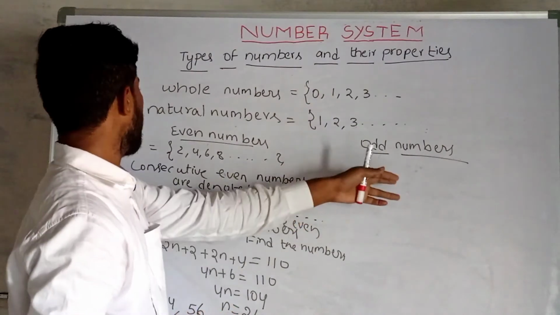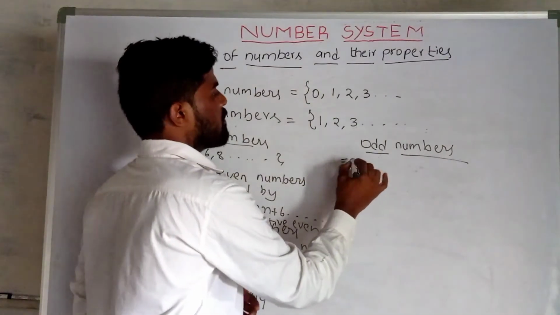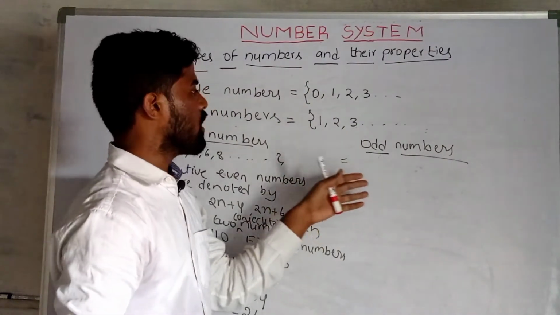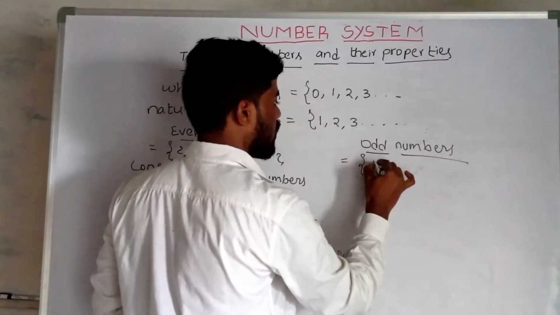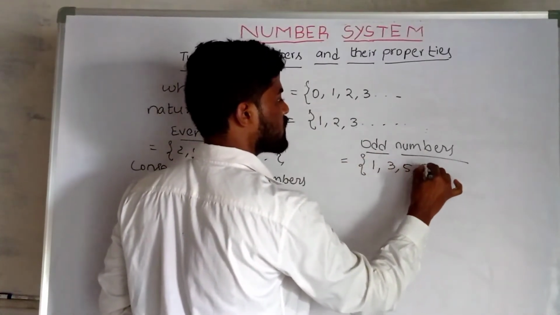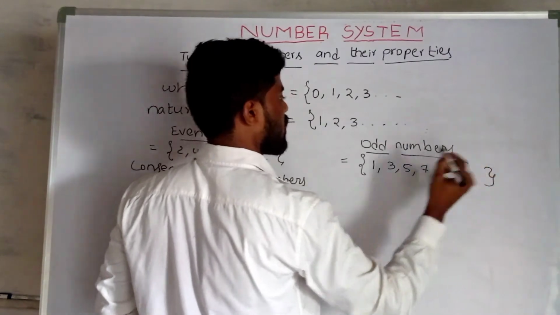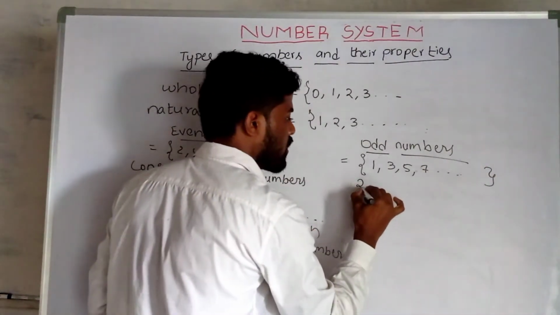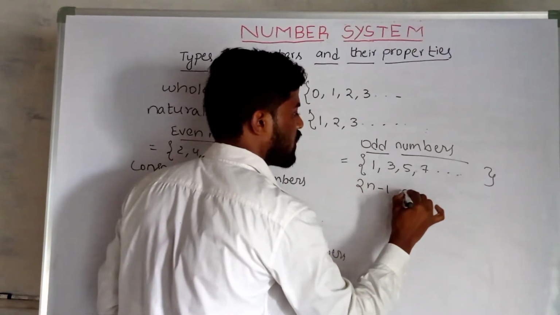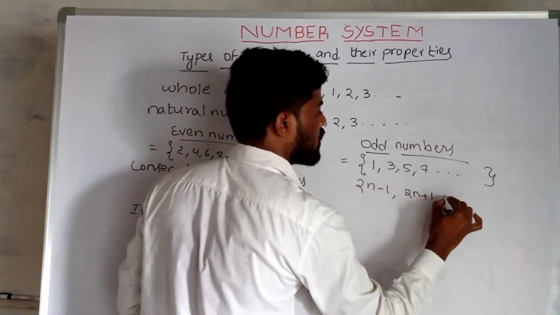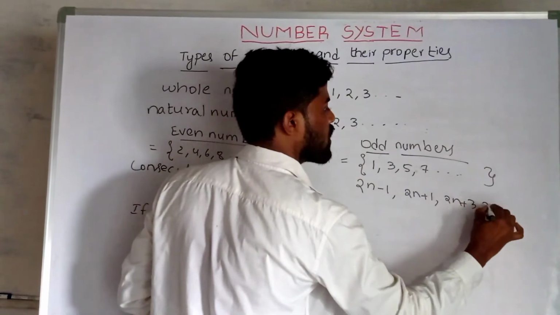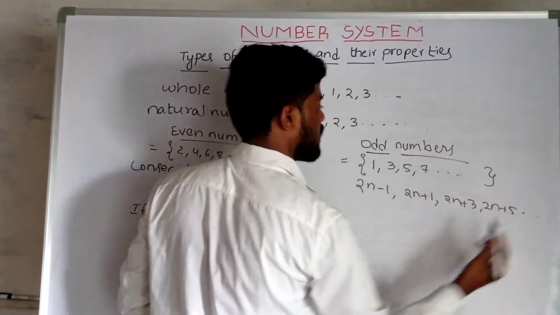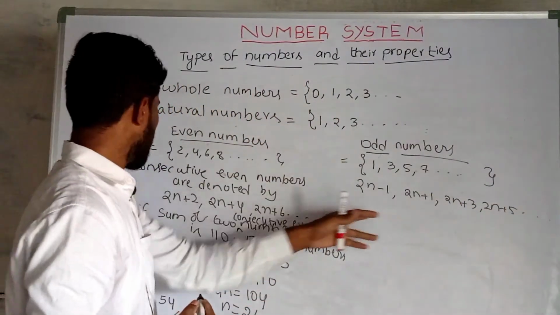Odd numbers. Numbers which are not divisible by 2 are called as odd numbers. 1, 3, 5, 7 and so on. Consecutive odd numbers are denoted by 2n minus 1, 2n plus 1, 2n plus 3, 2n plus 5 and so on. We will solve one question.